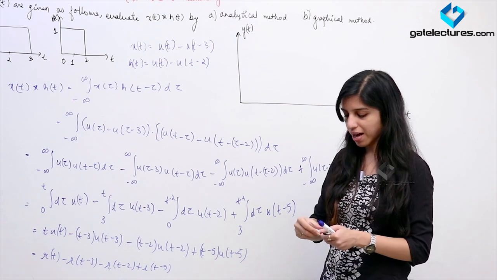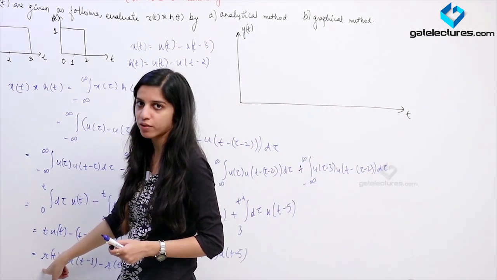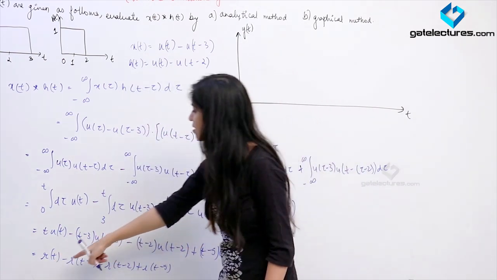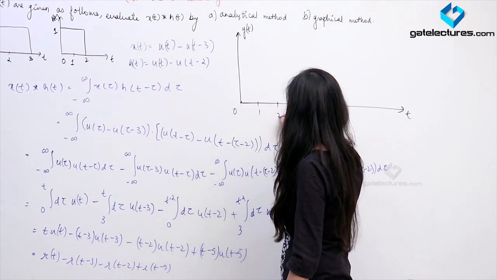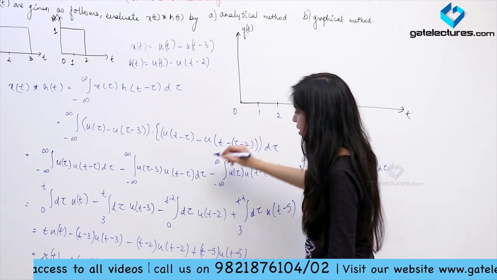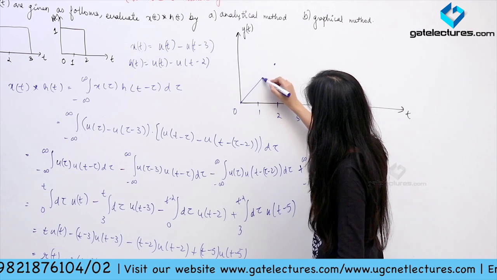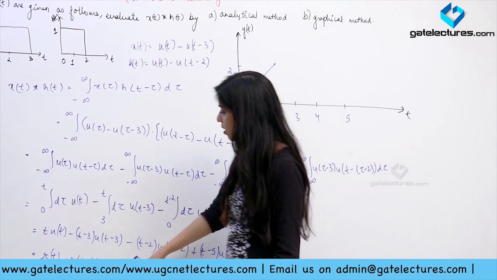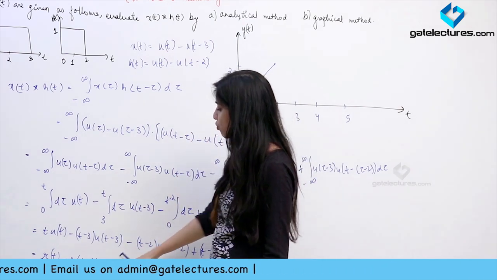If you just start sketching, firstly we are having a ramp of value 1, that means a line of slope 1 starting from t equal to 0. The next change is going to occur at t equal to 2. So, I will have a line of slope 1 till t equal to 2, so the value is going to be 2 only. Now we are having a slope change of minus 1.